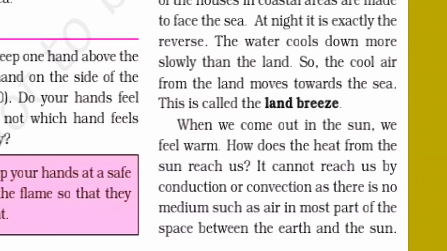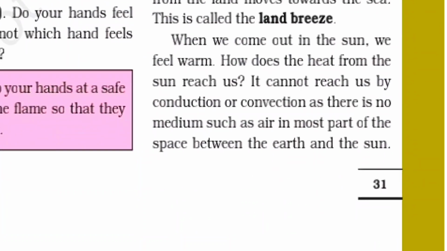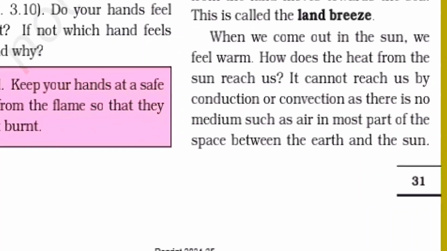At night it is exactly the reverse. The water cools down more slowly than the land. So the air from the land moves towards the sea, and this is called the land breeze. When we come out in the sun, we feel warm. How does the heat from the sun reach us? It cannot reach us by conduction or convection, as there is no medium such as air in most of the part of the space between the earth and the sun.